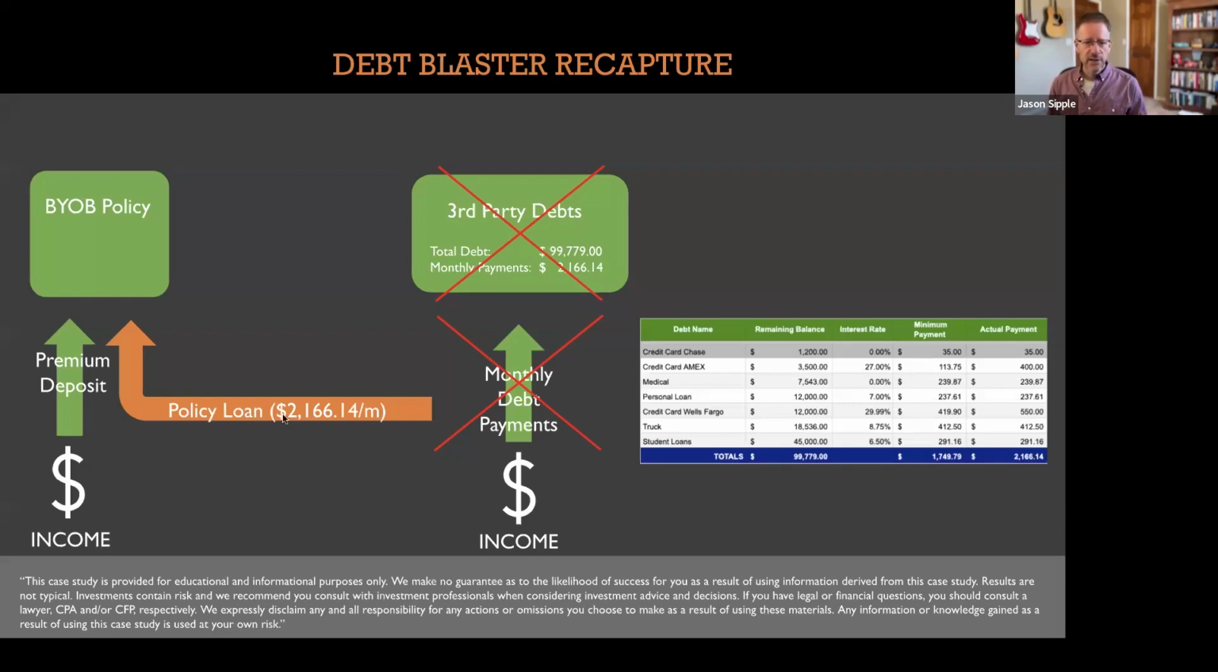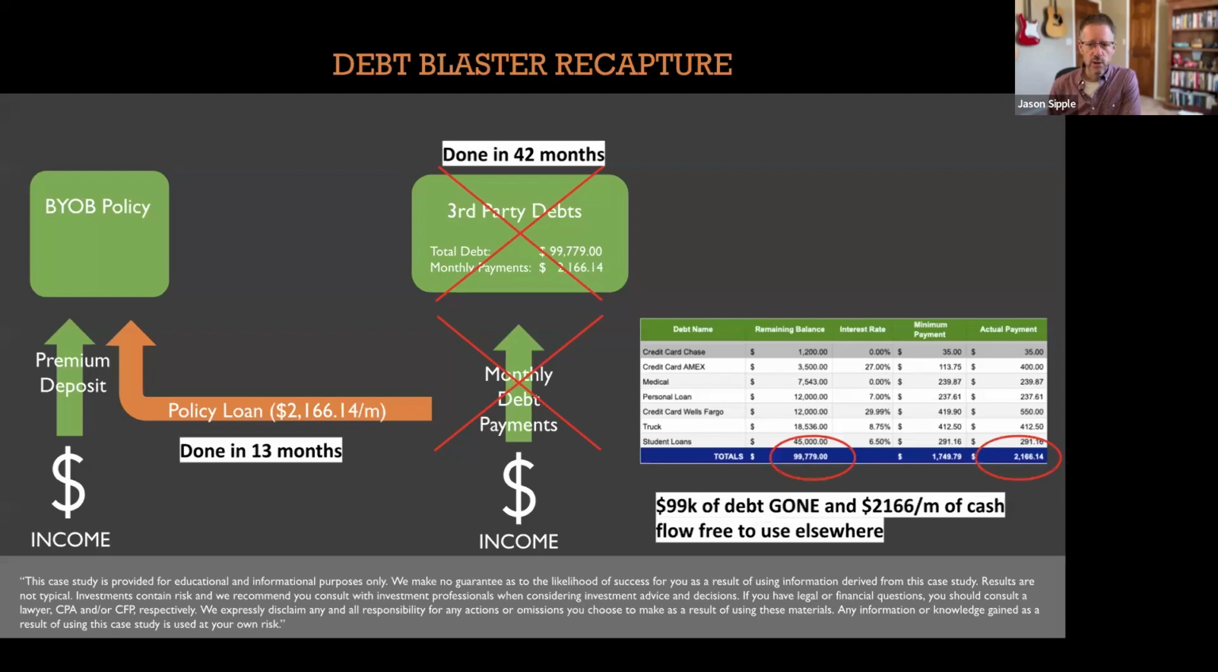So at the end of this process, when you've restored that policy loan in full, what do you have left in the system now? Well, you're done with your debts in 42 months. You're done paying those policy loans in 13 months. You have $99,000 of debt gone. Your family is no longer burdened with that.